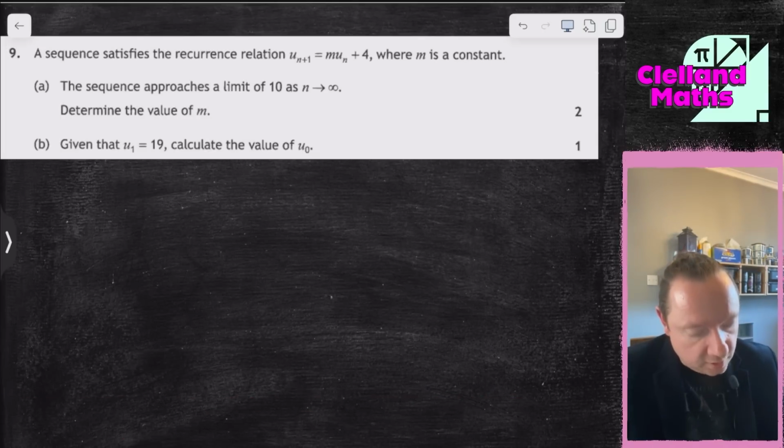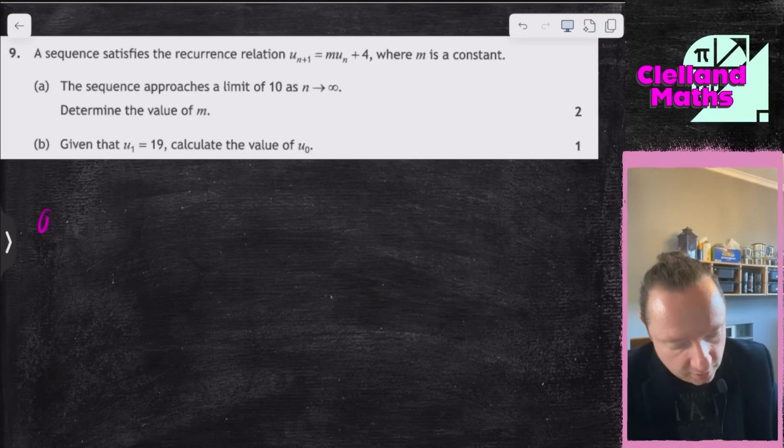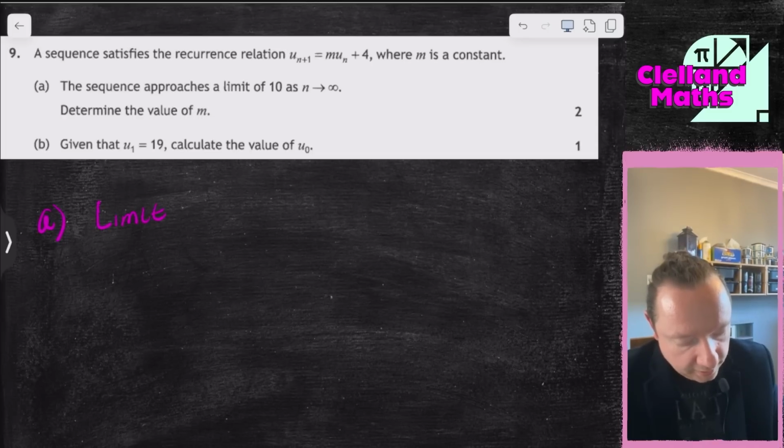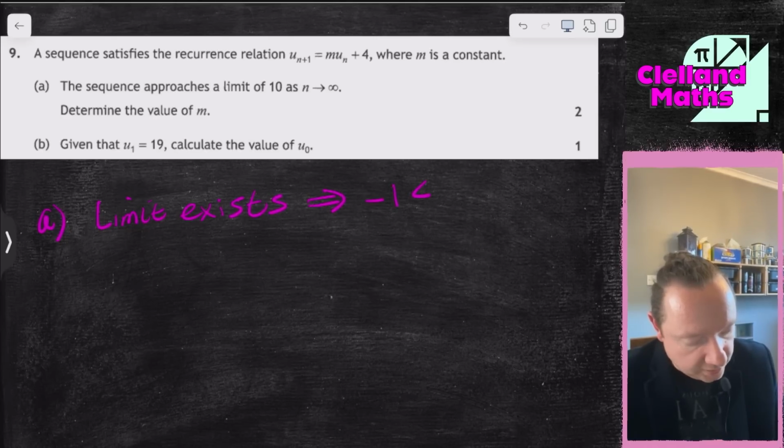SQA Higher Maths 2025, Paper 2, Question 9. A sequence satisfies the recurrence relation u(n+1) equals m u(n) plus 4, where m is a constant. The sequence approaches a limit of 10 as n goes to infinity. Determine the value of m. I'm still going to say that the limit exists implies that minus 1 is less than m is less than 1.